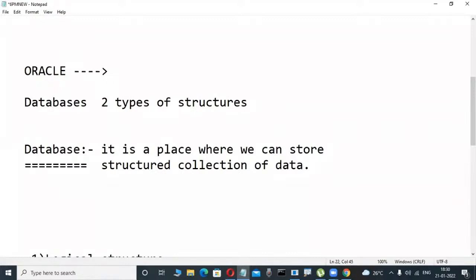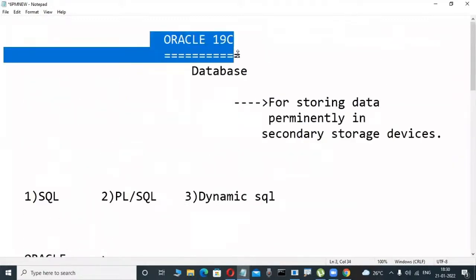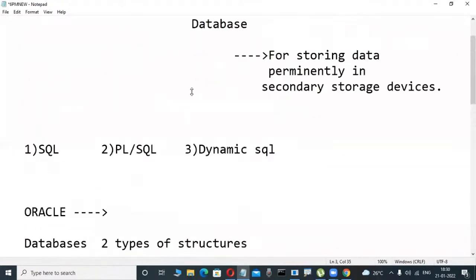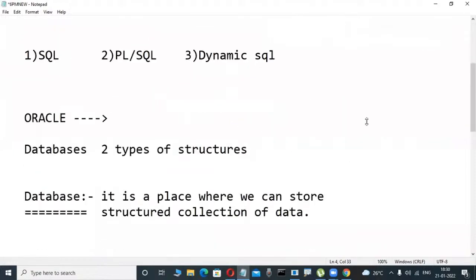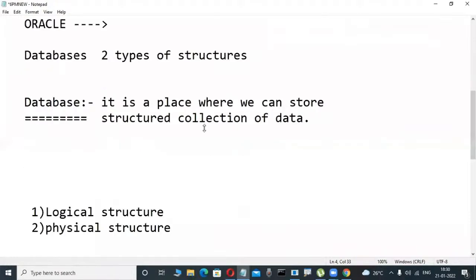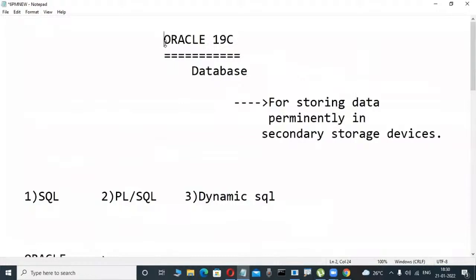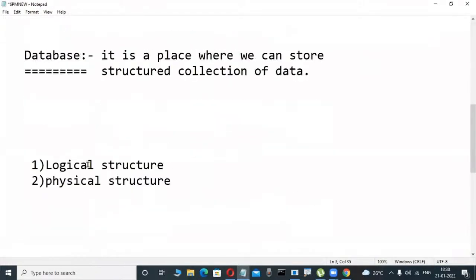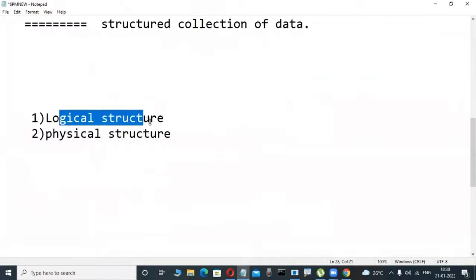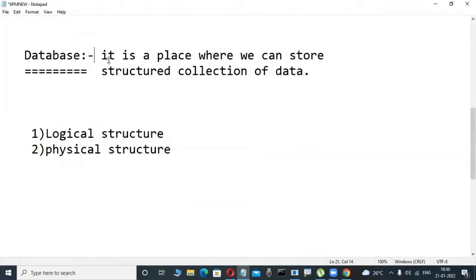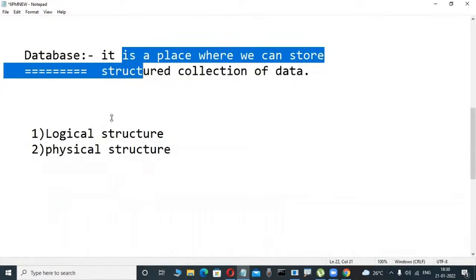Observe here. Whenever we install Oracle or any relational database software, what is database actually? It is a place. Whenever we install this type of software, automatically some place is reserved in the hard disk. In that place only we can store structured collection of data. But whenever we install this software, two types of structures are there. One is logical structure, another one is physical structure. This definition I am not explaining today.